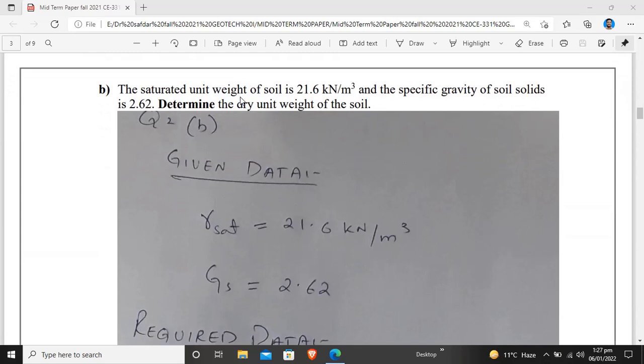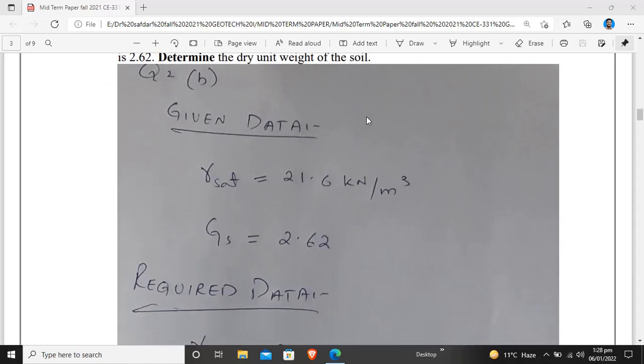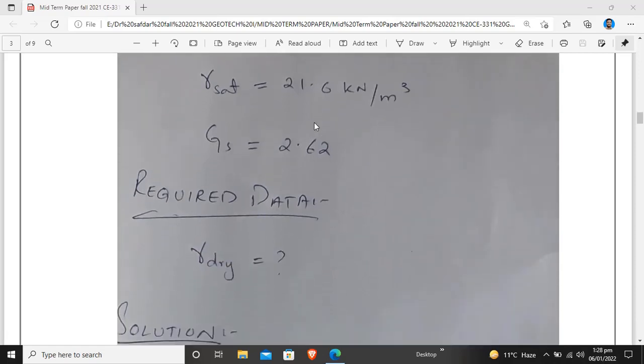Now furthermore, in question 2 part B, you are given that the saturated unit weight of soil is 21.6 kilonewton per meter cube and the specific gravity of the soil solids is 2.62. Determine the dry unit weight. So the saturated unit weight is given and the specific gravity is given. You are required to find the dry unit weight.